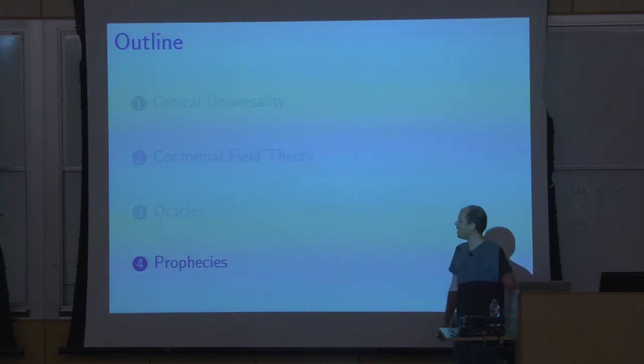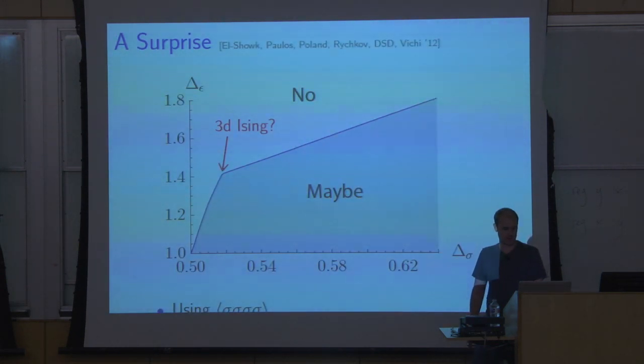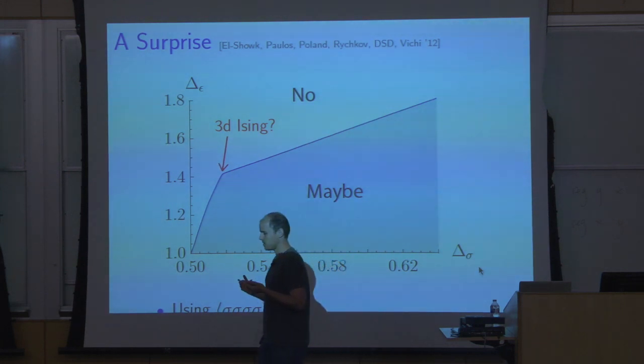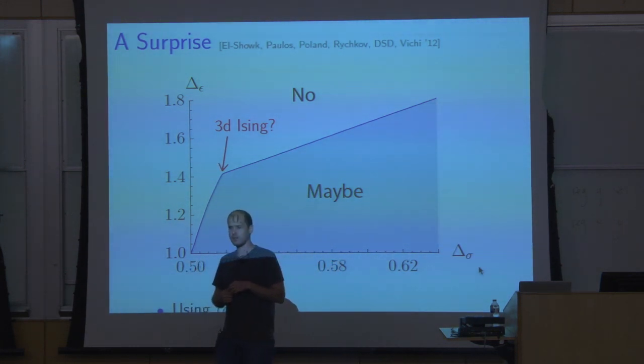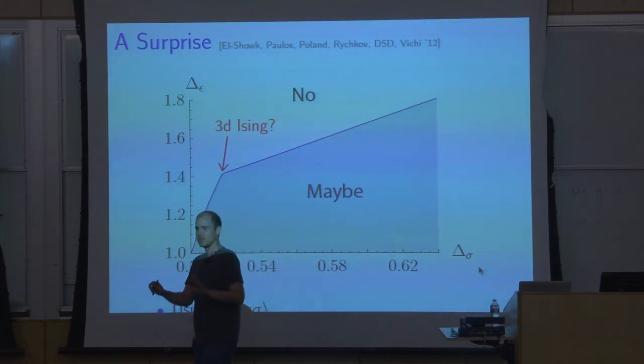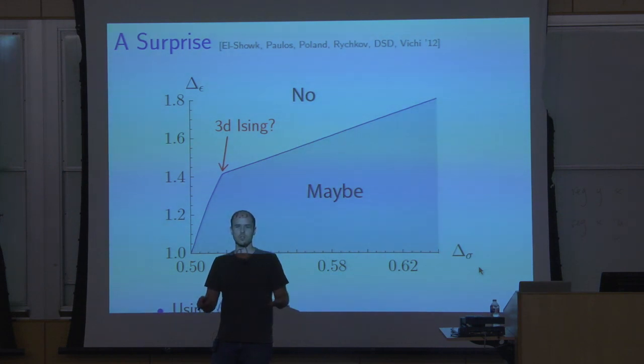OK, so that's how the oracle works. So here are some of its prophecies. When we took this procedure and first applied it to CFTs in 3 dimensions, we got a big surprise. Let me just set the stage by reminding you that the assumptions that go into this plot are extremely general, and they don't include any information about any specific theory so far.